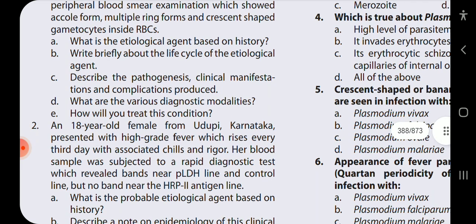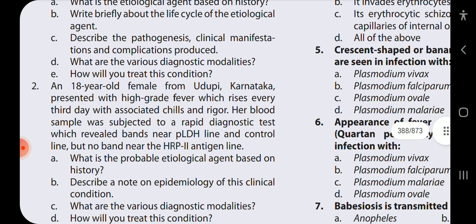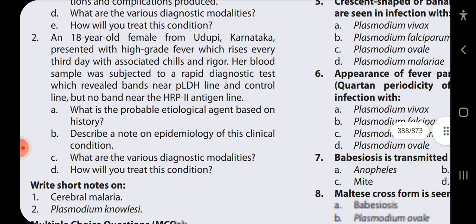Okay, so what is the etiological agent? We can write briefly about the life cycle, pathogenesis, clinical manifestation and complications, the diagnostic modalities, and the treatment. Okay, next question.